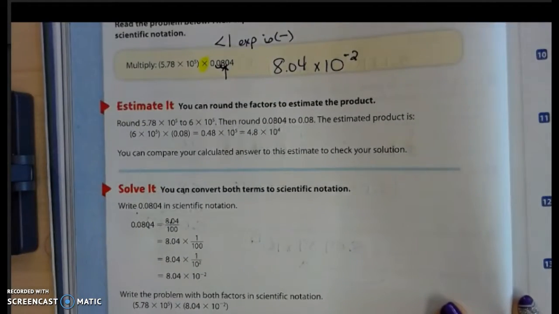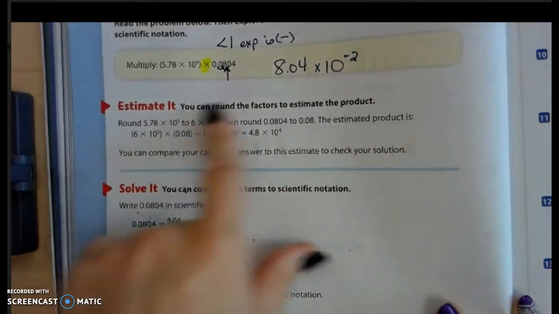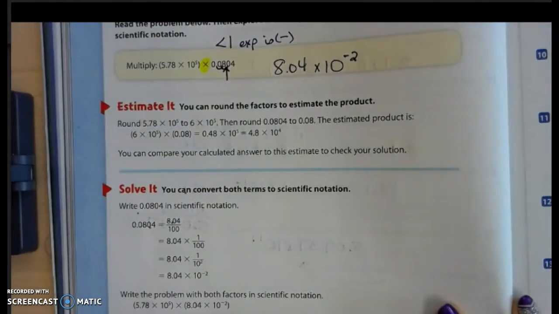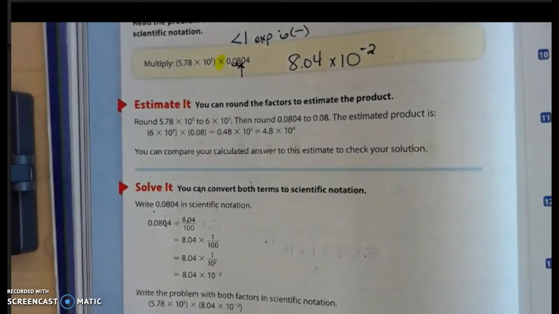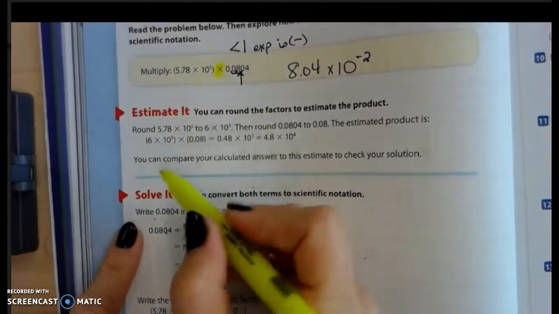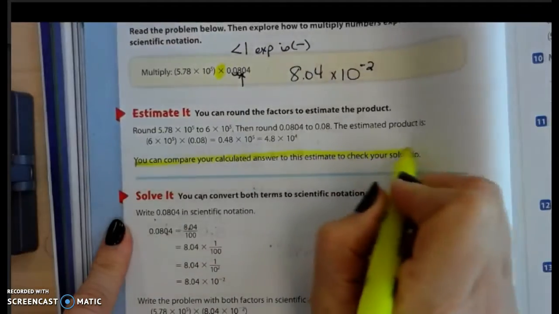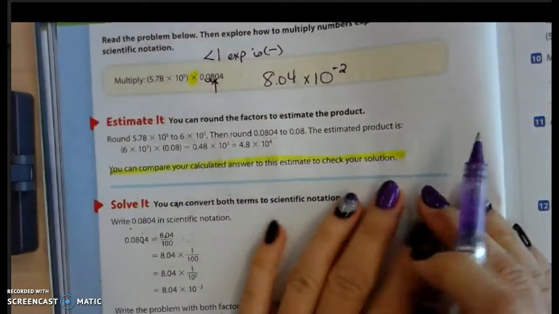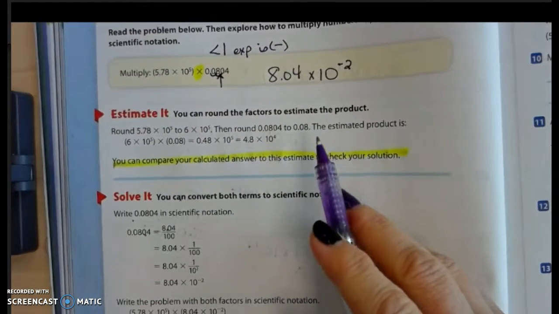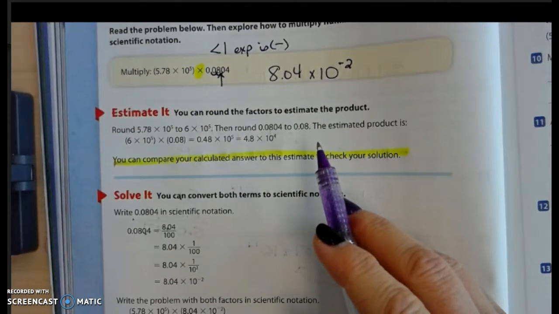Now they're going to talk to you a little bit about estimating what the answer should be like so that you can compare at the end. It's used as a check method, and that's what they're telling you here. Now, I'm ignoring their work right there just because I'm going to show you how I estimated it. My estimation, I would want it in scientific notation before I estimate. That way they're both in the same format.